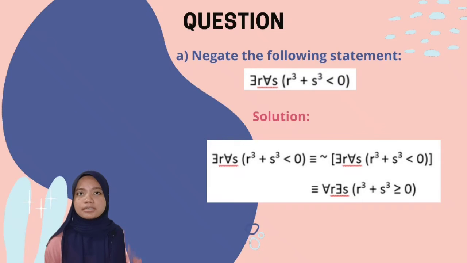Let's do some questions. Question A asks to negate the following statement. The statement given is: there exists r for all s, r cubed plus s cubed less than 0. Look at the solution: put a negation in front of the statement and the answer will be: for all r, there exists s, r cubed plus s cubed greater than or equal to 0.